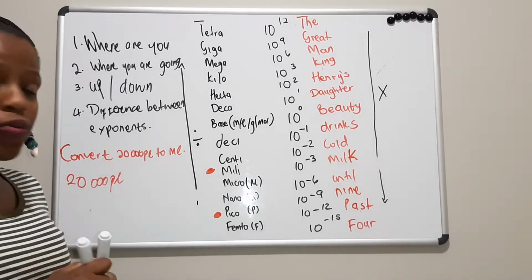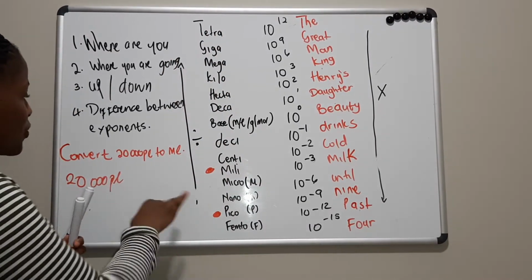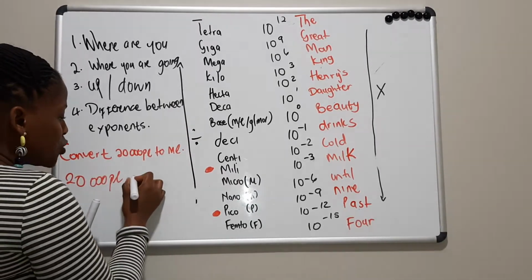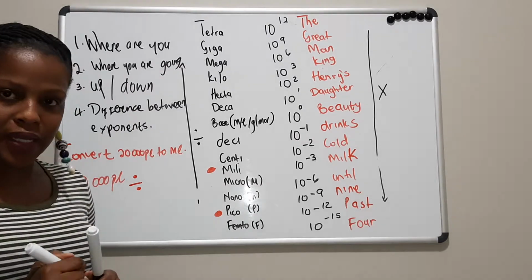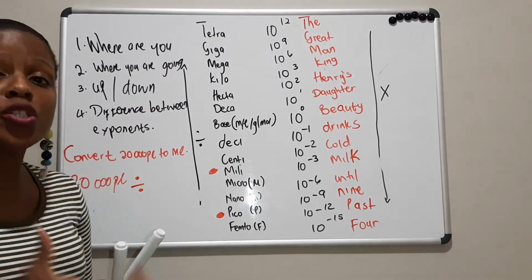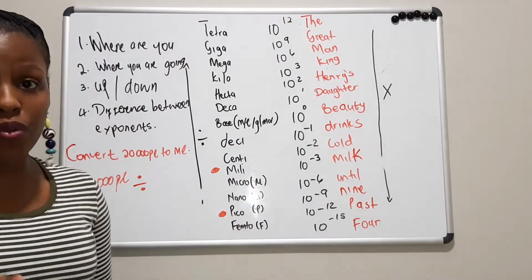Now we need to determine whether we are going up or going down. They say we must move from pico to milli, so it means we are going up. Then it means we must use the division sign. So now we need to get the difference between the exponents so that we can know which number we are supposed to divide with.